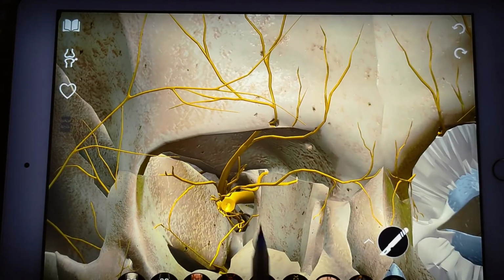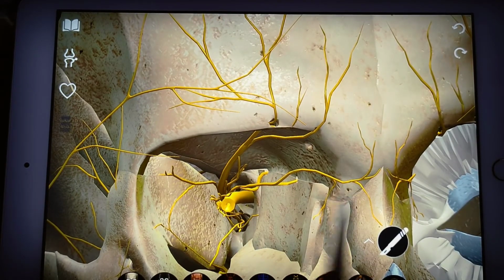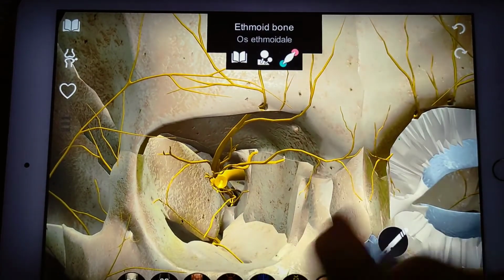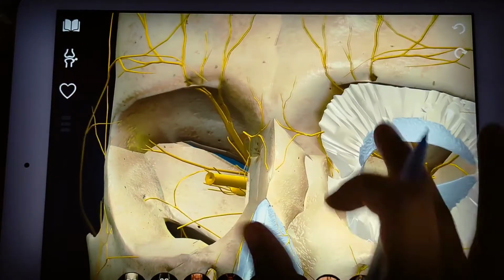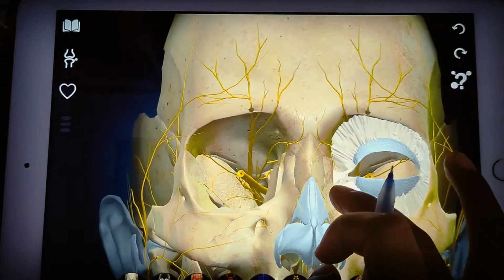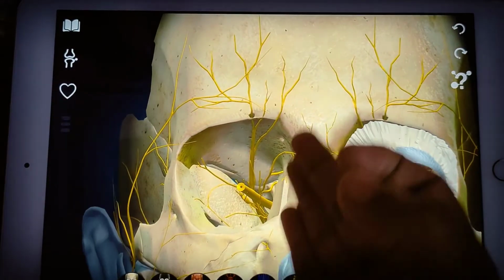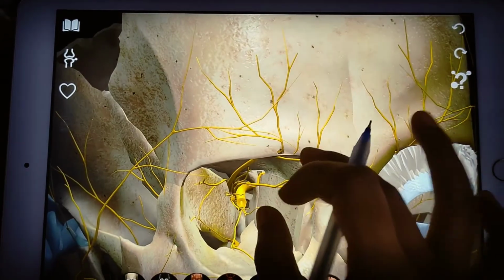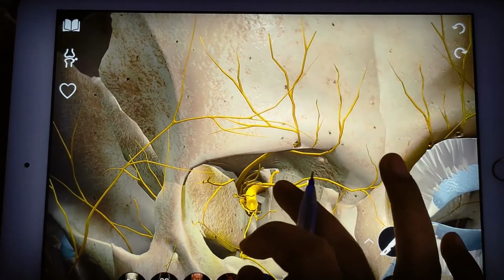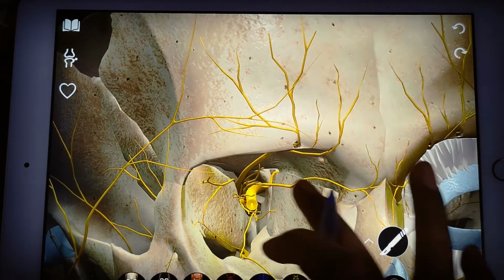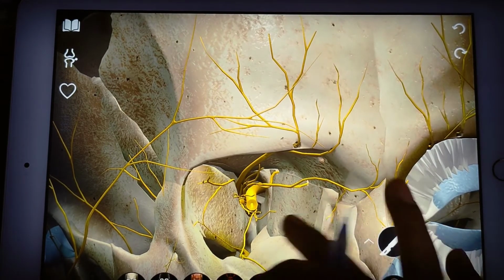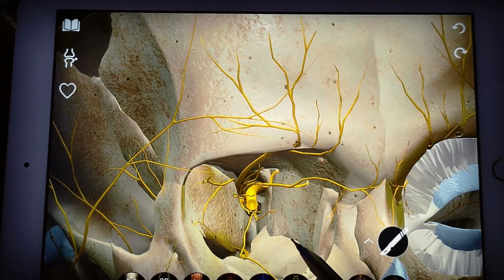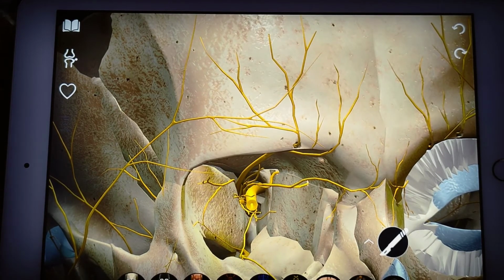Now this nasociliary nerve comes here, and this is your ethmoid bone. This forms the lateral wall of your nose. This is the lateral boundary of your nose, formed by the ethmoid bone. Now the nasociliary nerve pierces the ethmoid bone. This bony part is called lamina papyracea because it's paper-like bone which lies at the lateral portion of our nose.